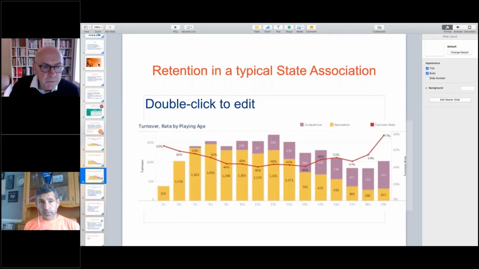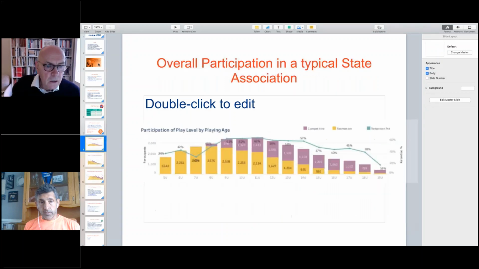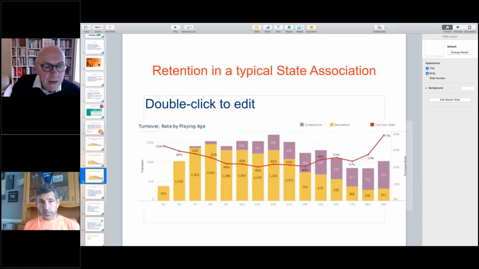So the next bit is turnover. Now, what does this diagram show? It shows that turnover is really the opposite of retention, but it's highest at the earlier stages. So whilst the overall participation is going up, that's masked at the young ages because growth is still high.